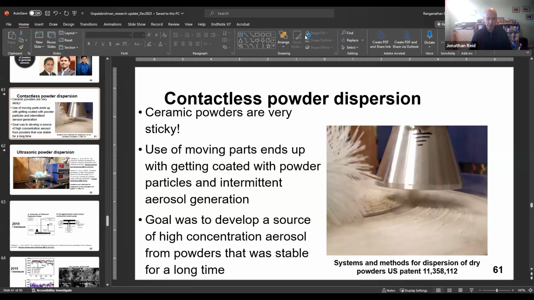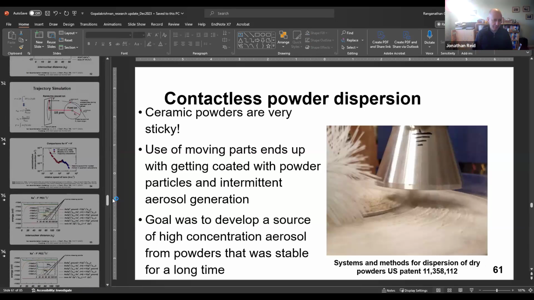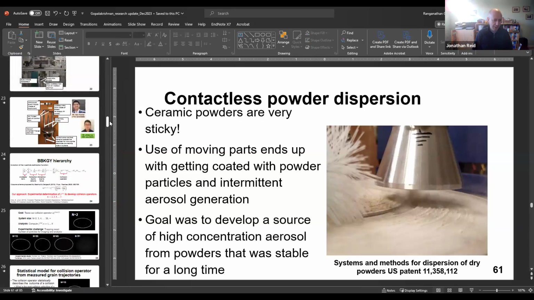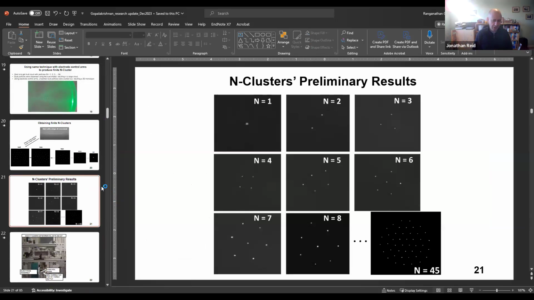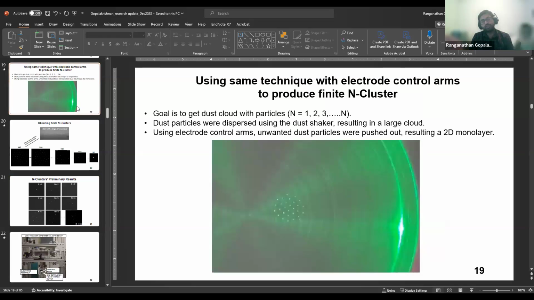Thanks, Ranga. I had a question about the first half of your talk, and these beautiful images of these arrays of particles. One thing you're assuming in your analysis is that they're all uniformly charged, that they all have the same charge. How do you achieve such a uniform charge, such a narrow charge distribution?